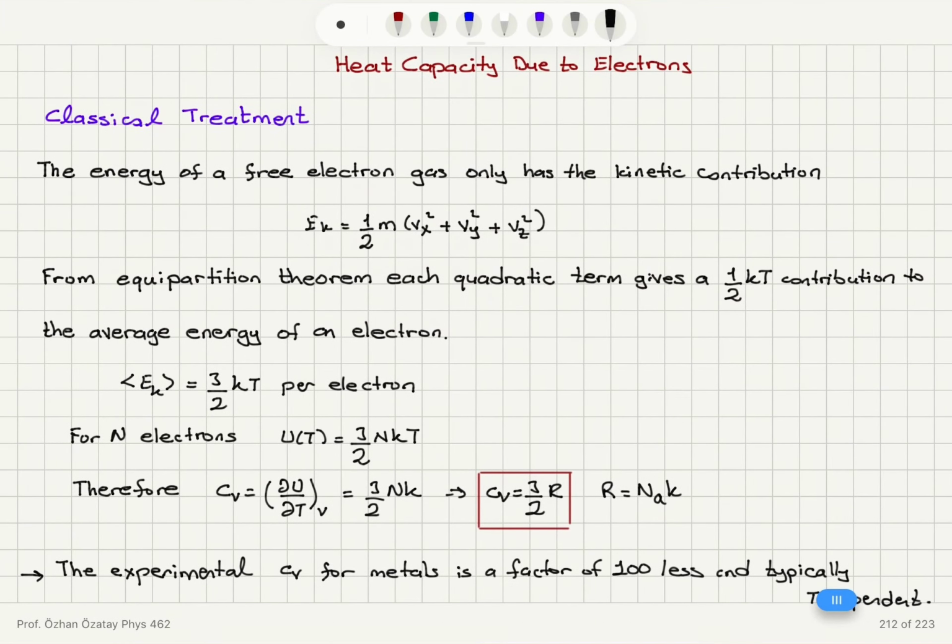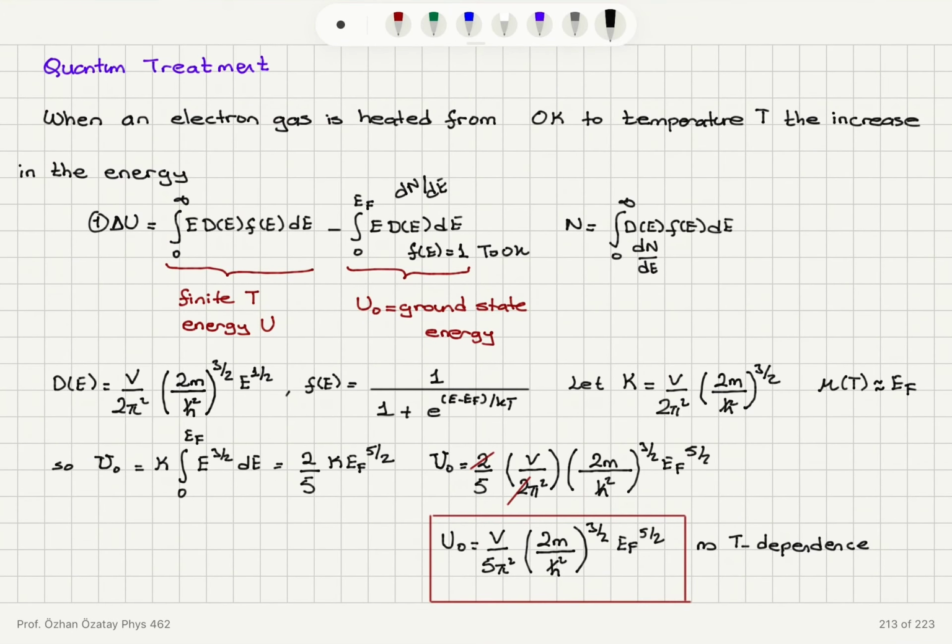We considered the heat capacity due to electrons using the equipartition theorem and 3 independent degrees of freedom giving us 3 quadratic terms. We found 3/2 R as our molar specific heat. Then we used the quantum treatment. We have to find the derivative of the total energy with respect to temperature at constant volume. In order to calculate the total energy at a finite temperature T, we need to look at the contribution to energy from each electron, density of states, probability of occupancy of that energy level, times dE, integral from 0 to infinity.